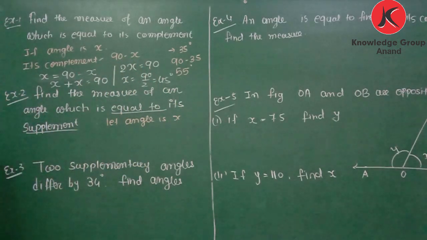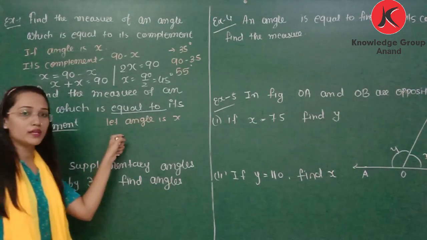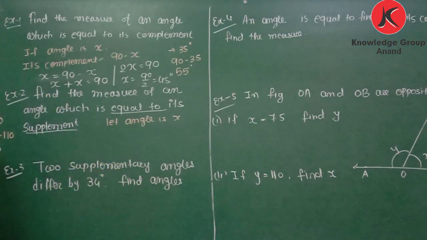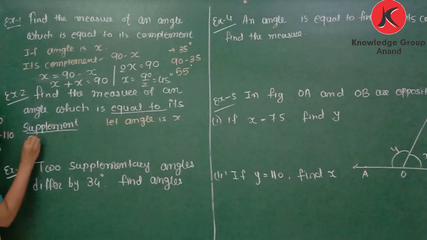If we take one angle as 110, then what is its supplement? How can we find the supplement of 110? By subtracting 110 from 180. So 180 minus 110, that is 70. So 110 and 70 are supplementary. But here we don't know what the angle is. So let the angle be x. So what will be its supplementary angle?